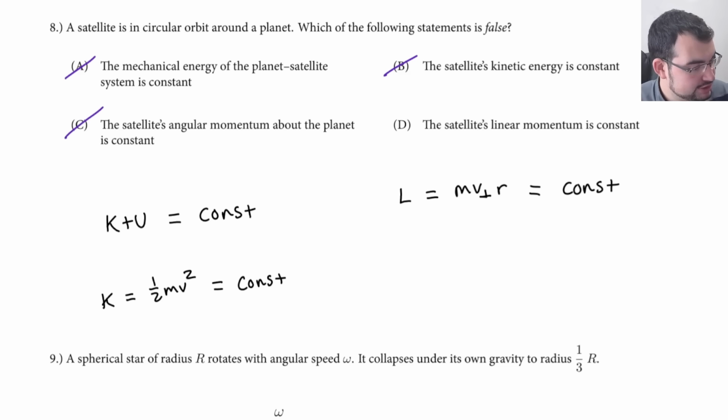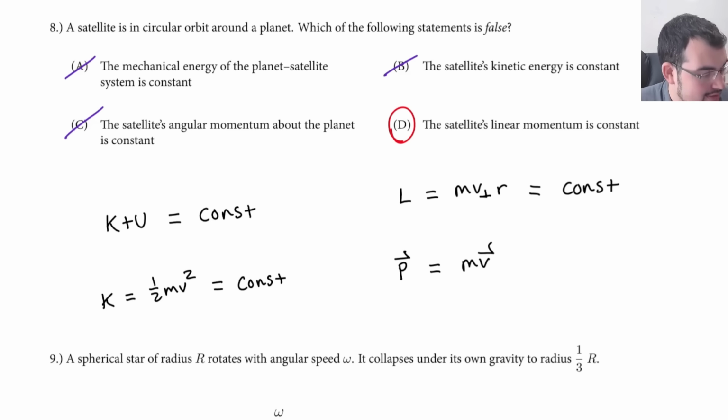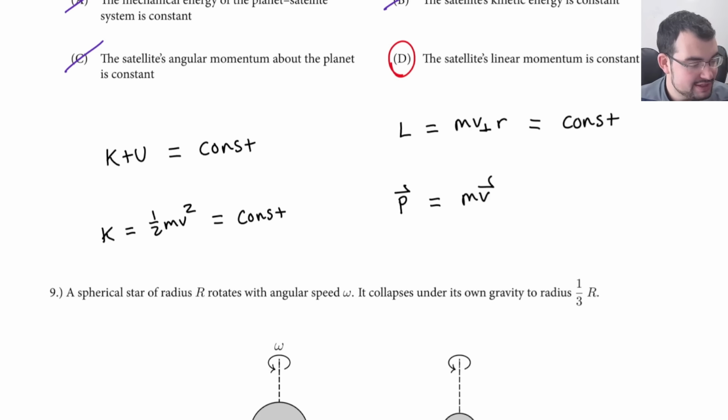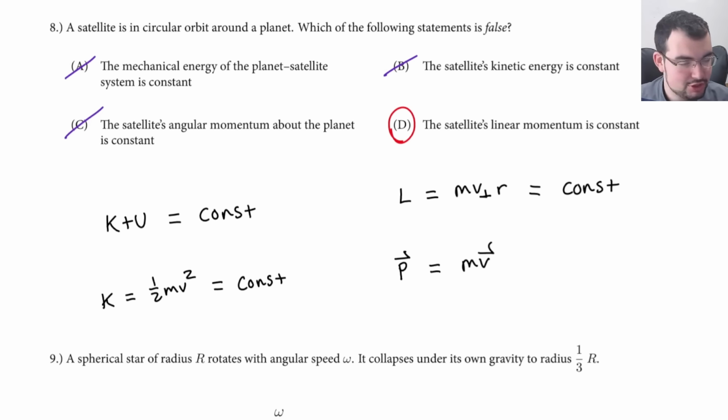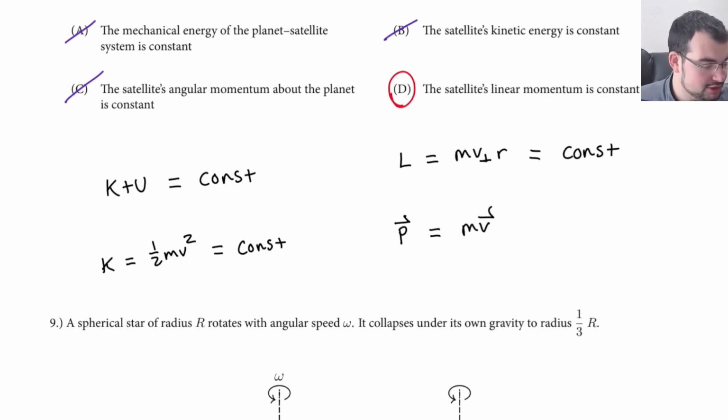And then by elimination, the satellite's linear momentum is constant. So this is just quite tricky because we have to remember that momentum is mv. So yes, my v is constant in magnitude, but I'm constantly changing direction. Versus here, this sort of angular momentum is out of the page or into the page, so that direction doesn't change, but the linear momentum does.